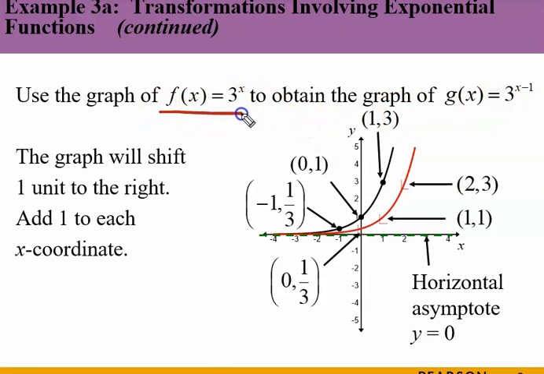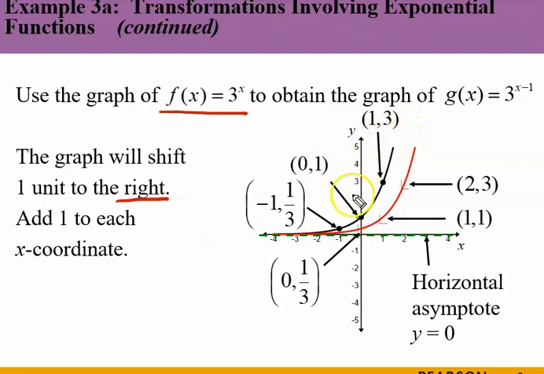So there's our original, and that's the black line. The graph will shift 1 unit to the right. Now remember, in things like this, you might say, well, it's going to shift 1 unit to the left because of the negative 1. No, we add 1 when this is a negative 1 to each of the coordinates.